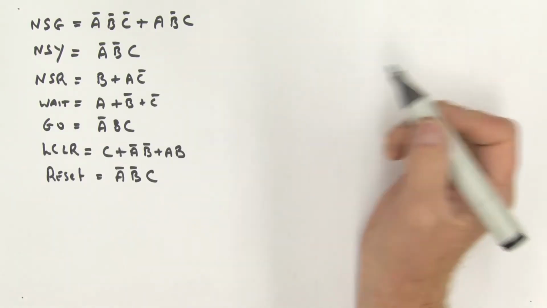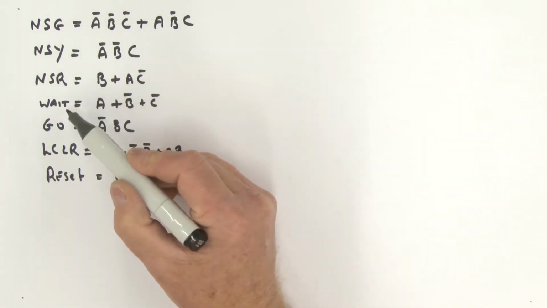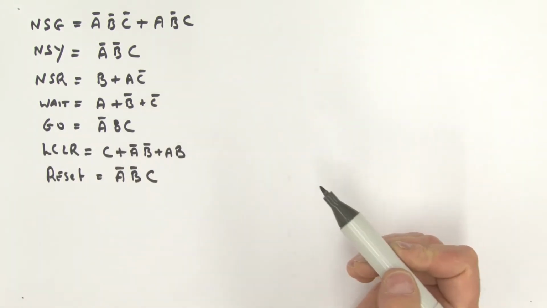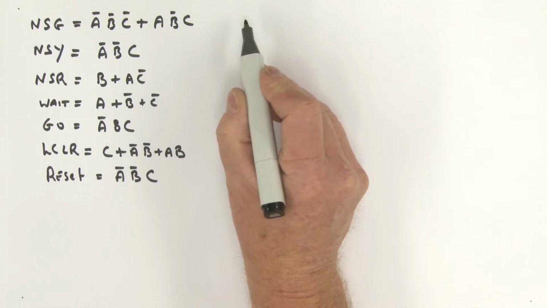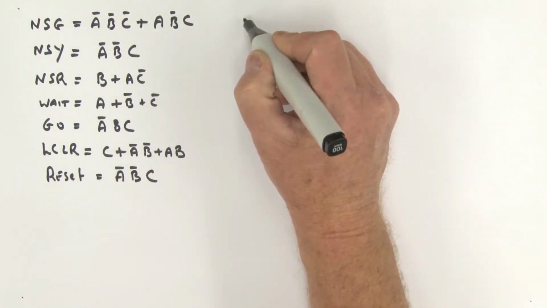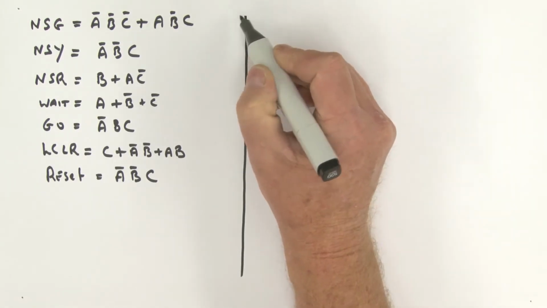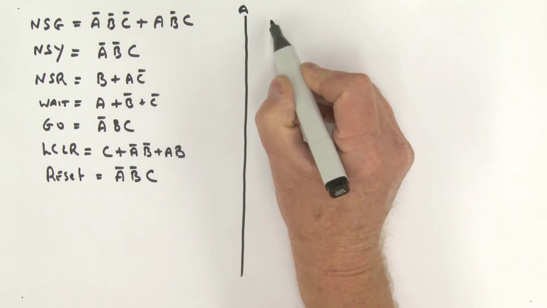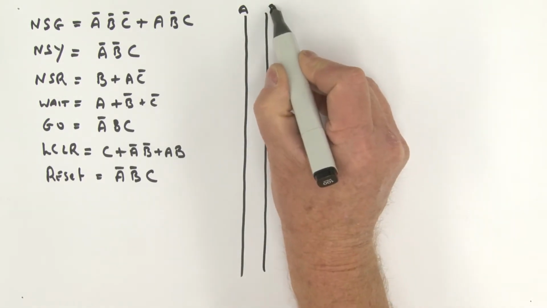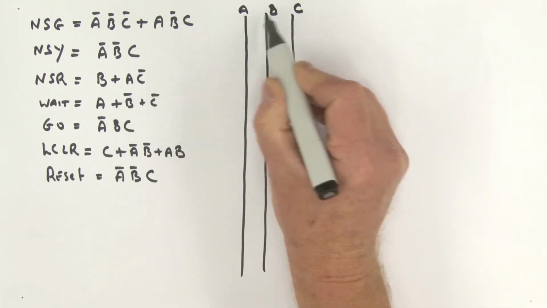Okay, we're going to do the same thing for the other outputs: the north-south green, north-south yellow, north-south red, wait, go, the clear, and the reset. Okay, so look, let's go ahead and draw our 3 lines, our 3 wires, coming on down like this. So this is going to be A, and then we've got B, and we've got C, all right? So the ABC.